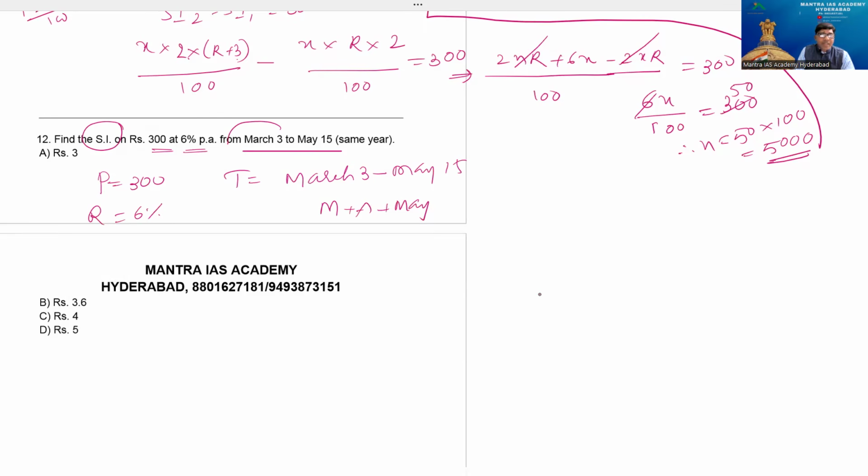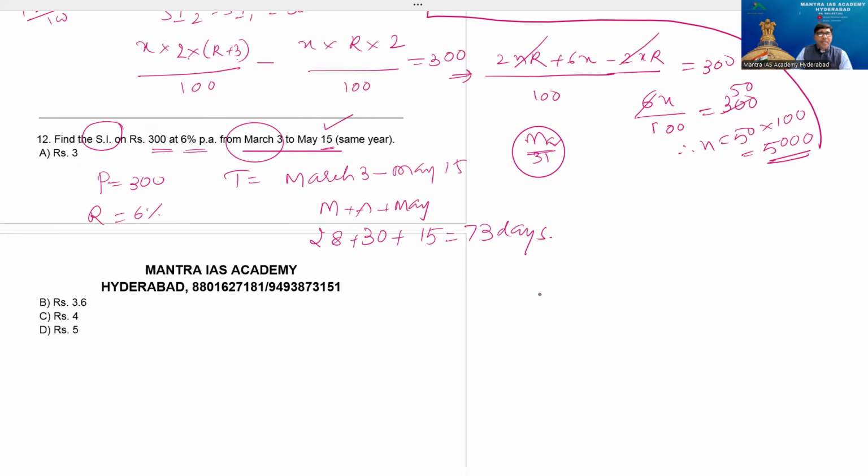Baba, this was the date. The problem says starting from this day, so you exclude March 3rd, and for the remaining days of March you have to count, and include May 15th. Out of March, of course, he has 31 days. 31 minus 3 means 28 days. April, the full month, is 30 days. May, up to the given date, is 15. So how much is it? 28 plus 30 plus 15 is 73 days. Finished, beta.